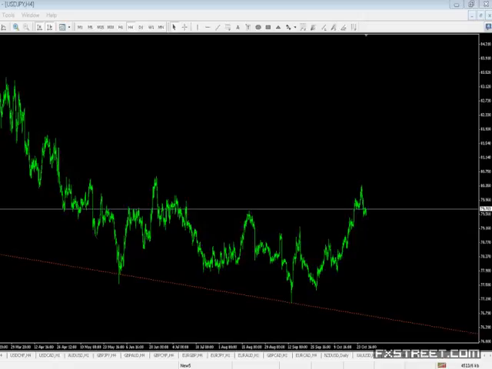Taking a look at the economic calendar, fairly light for today. I guess probably the biggest event taking place and something which a lot of people are monitoring quite closely is Hurricane Sandy, which is striking the coast of the States over the course of the next couple of days.